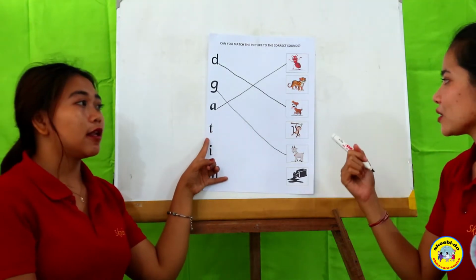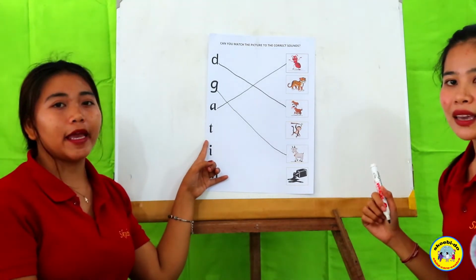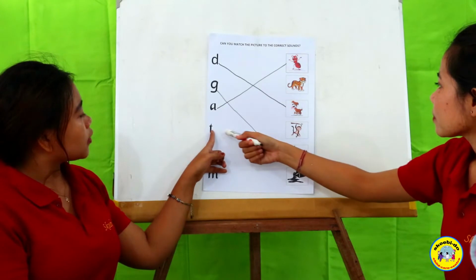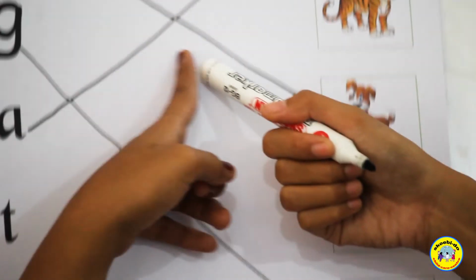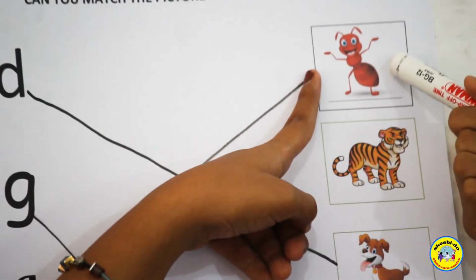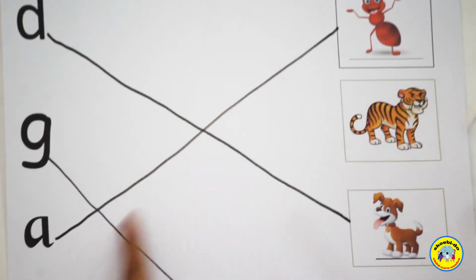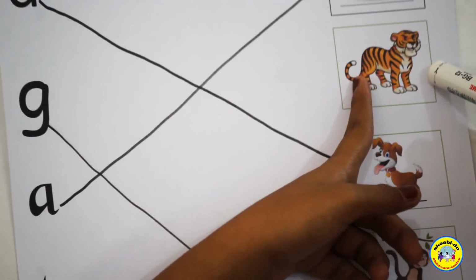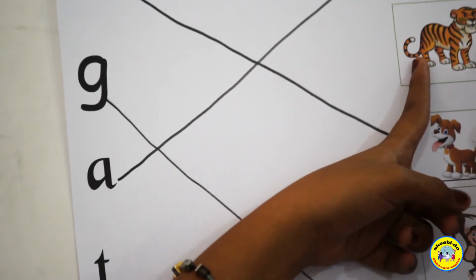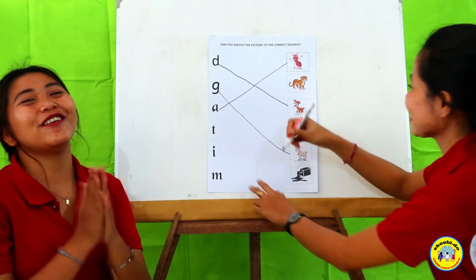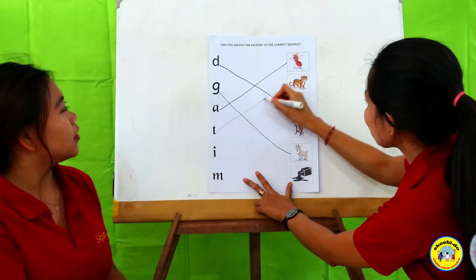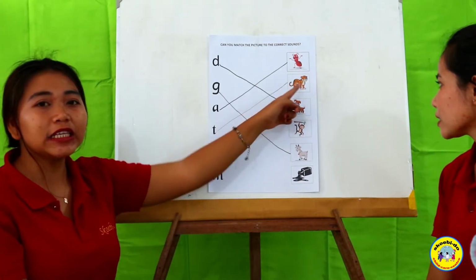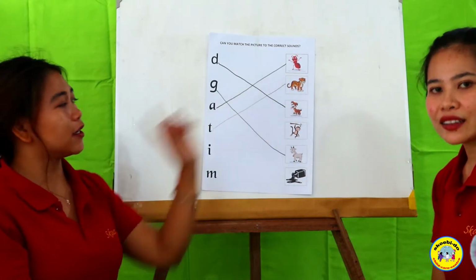This is letter T. Make the T sound. So let's find the picture. Is T for ant? No. Is T for tiger? Tiger? Yes, you are right, kids. Now we draw a line to tiger. So T is for tiger.